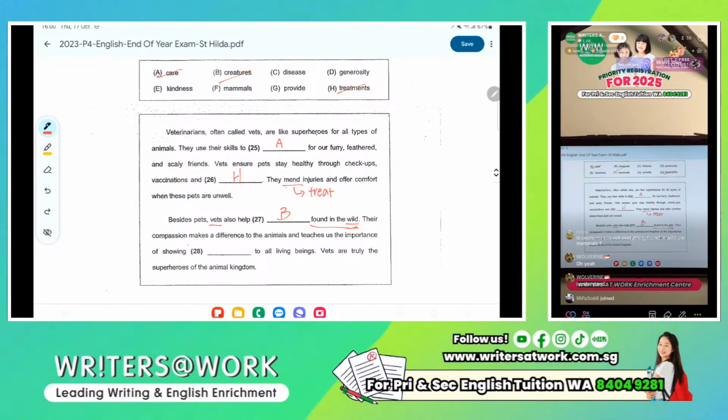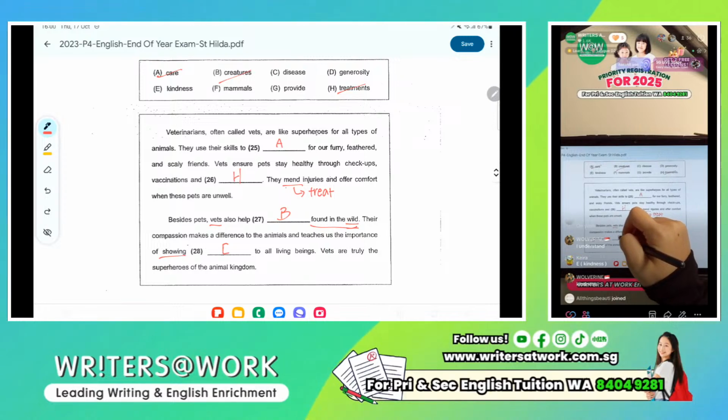Their compassion makes a difference to the animals and teaches us the importance of showing blank to all living beings. Showing blank. Right, what do we show to all living beings? Okay, what would the answer be? Kindness. Yes. Okay, kindness to all living beings. That is correct.